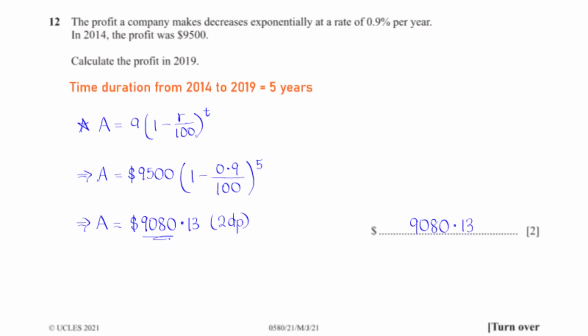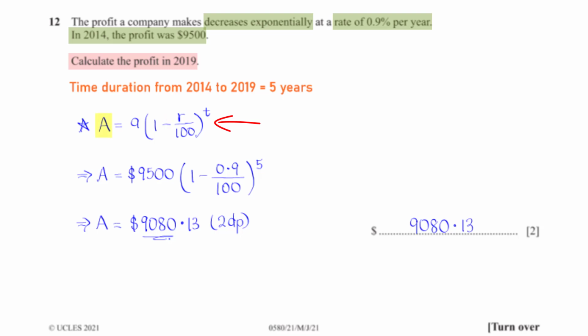The profit a company makes decreases exponentially at a rate of 0.9% per year. In 2014, the profit was $9,500. Calculate the profit in 2019. So for this question, we are going to apply the compound interest formula. And since we are dealing with an exponential decrease, we are going to use a minus.